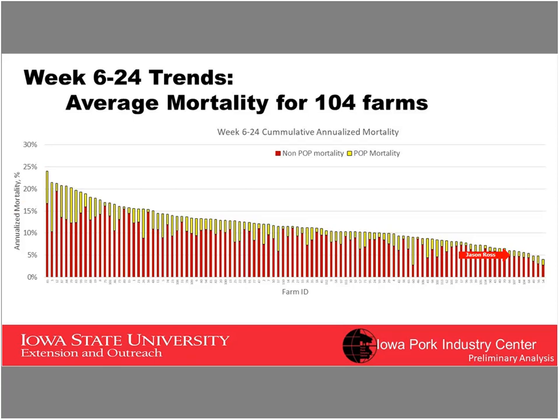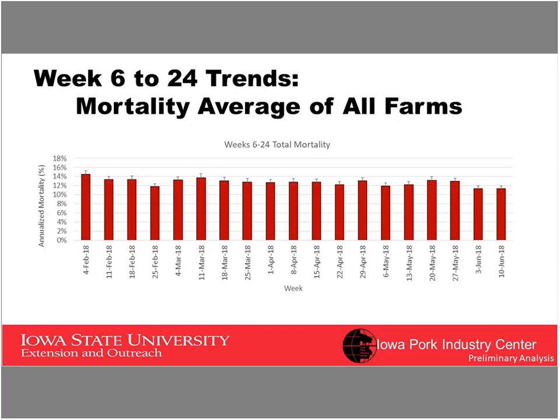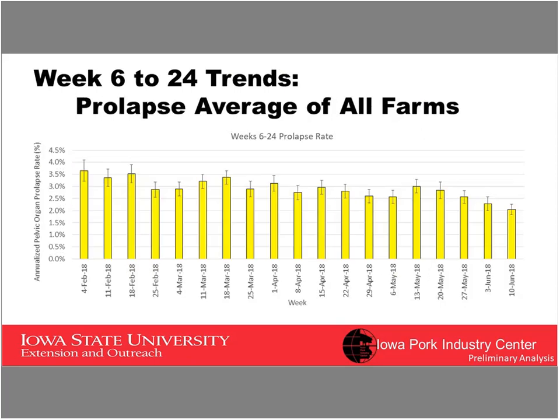But overall, we're running around 12 to 13% mortality for the industry, at least for these farms that are in this data set. This shows the time from early February, just the mortality trends, and you can see that it's consistently running around 12 to 14% across all the farms in the study. And then when you look at the pelvic organ prolapse, as an industry average it's running around 2 to 3.5%. And it's continued to decrease, I think, just anecdotally, in the last couple of weeks of the data that we've looked at.